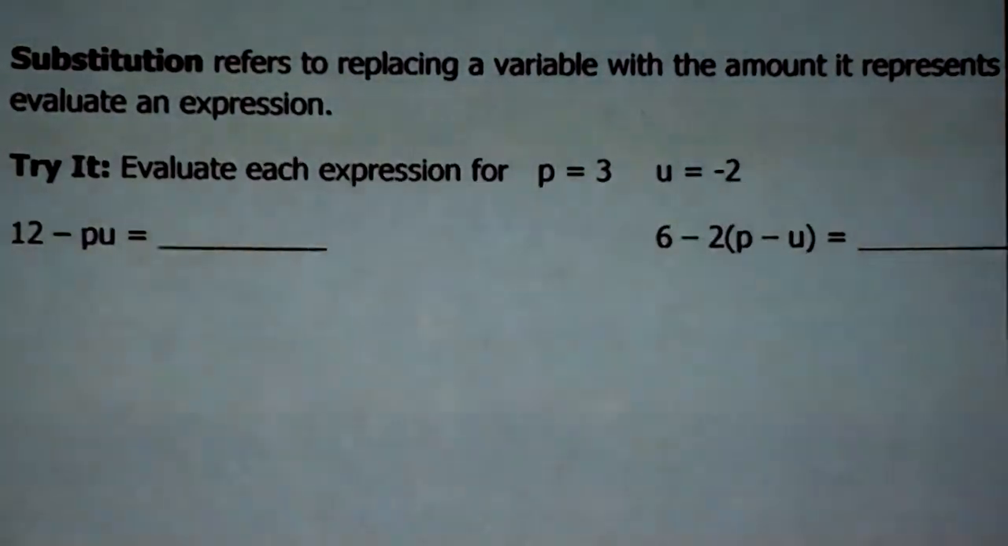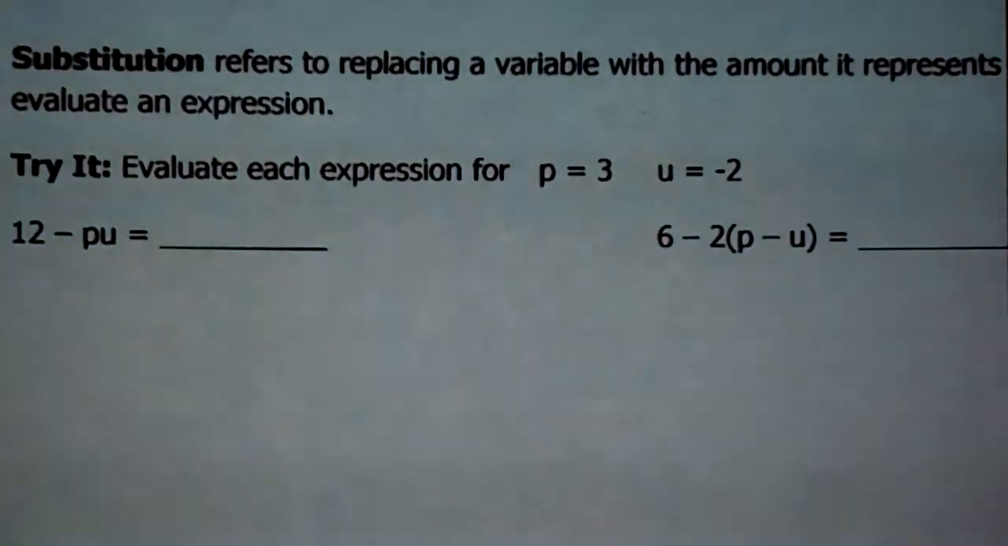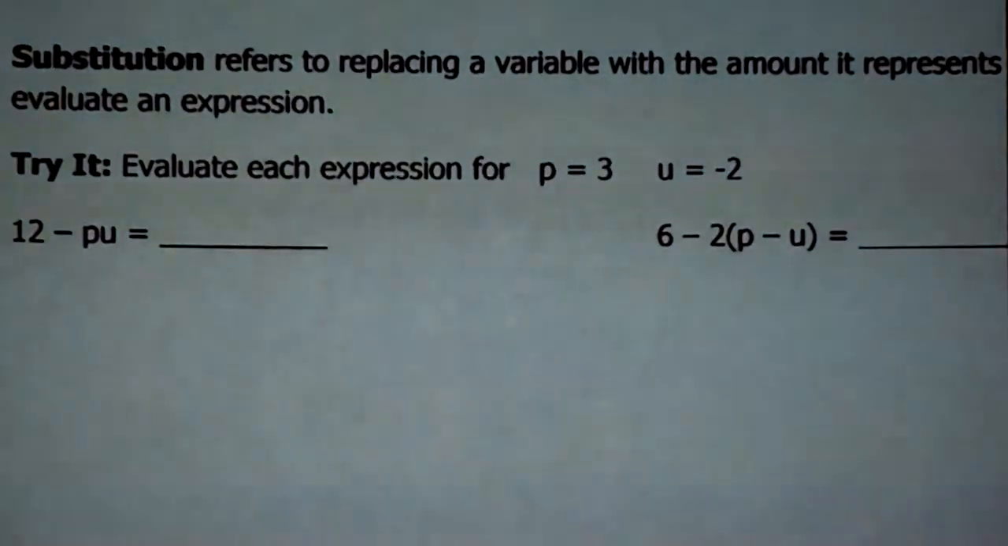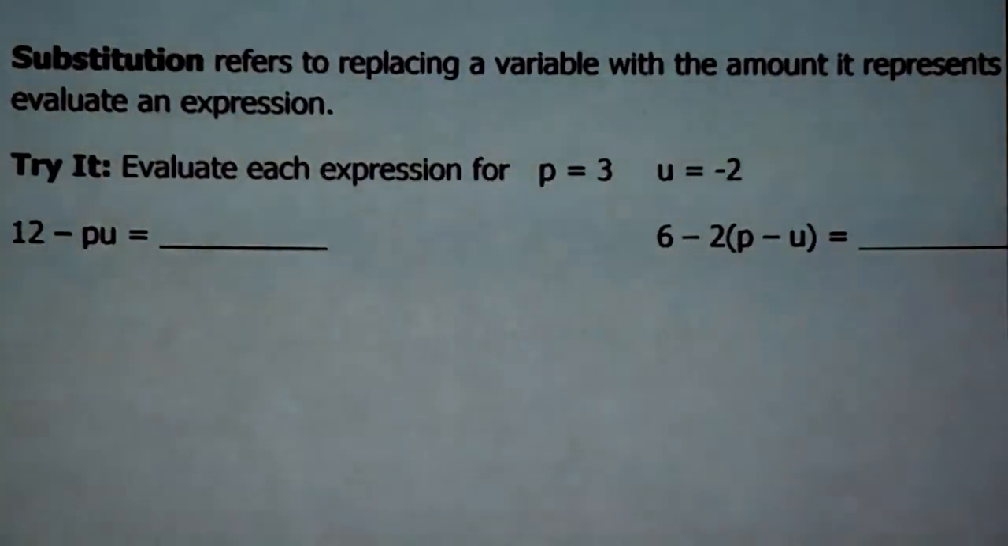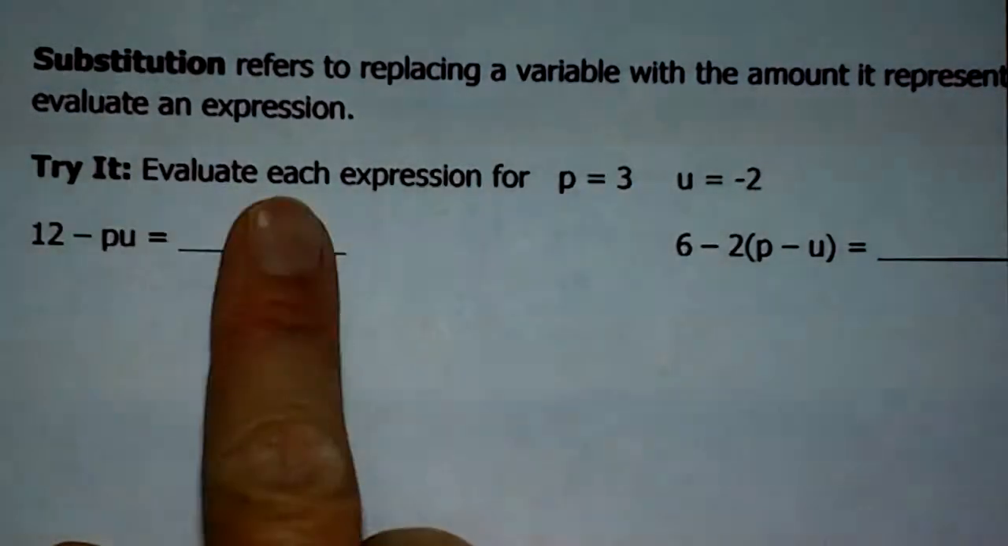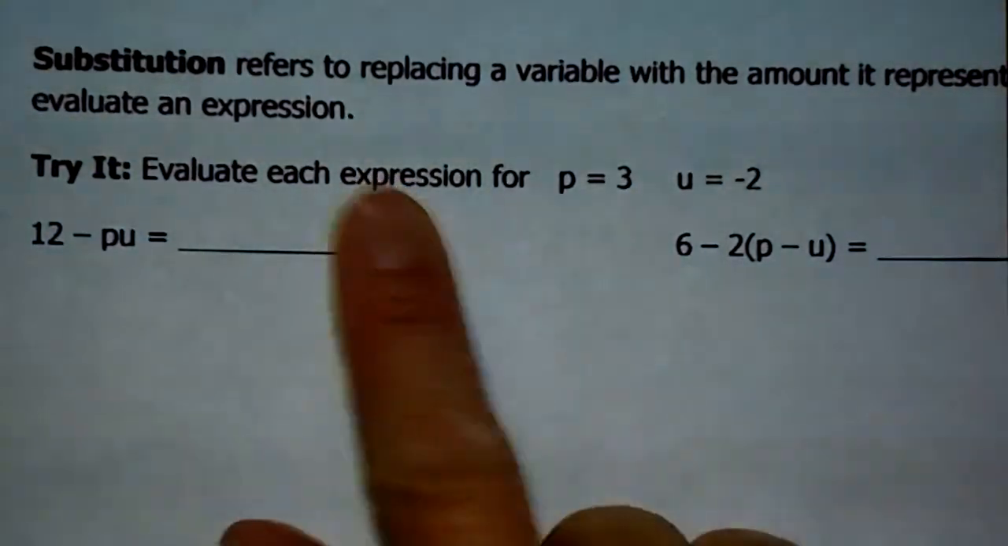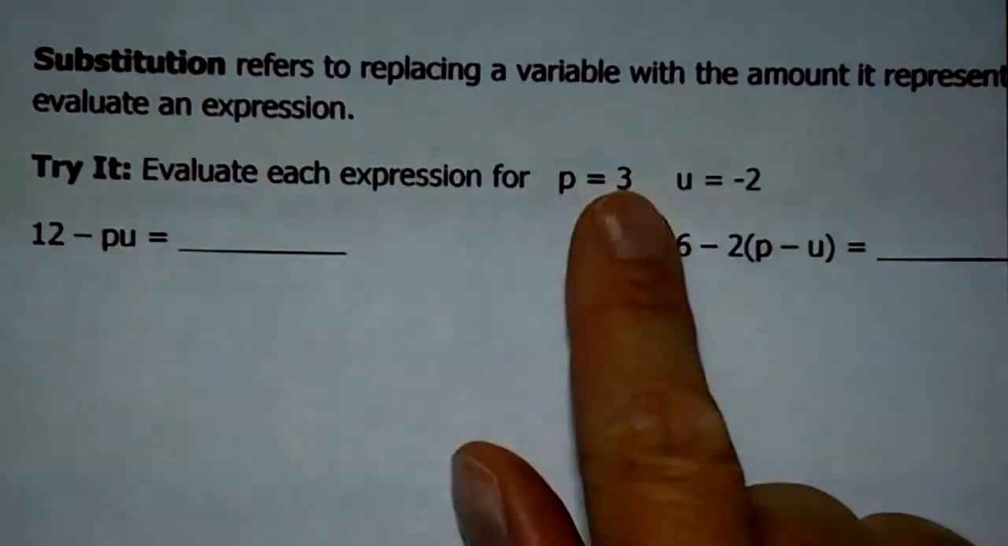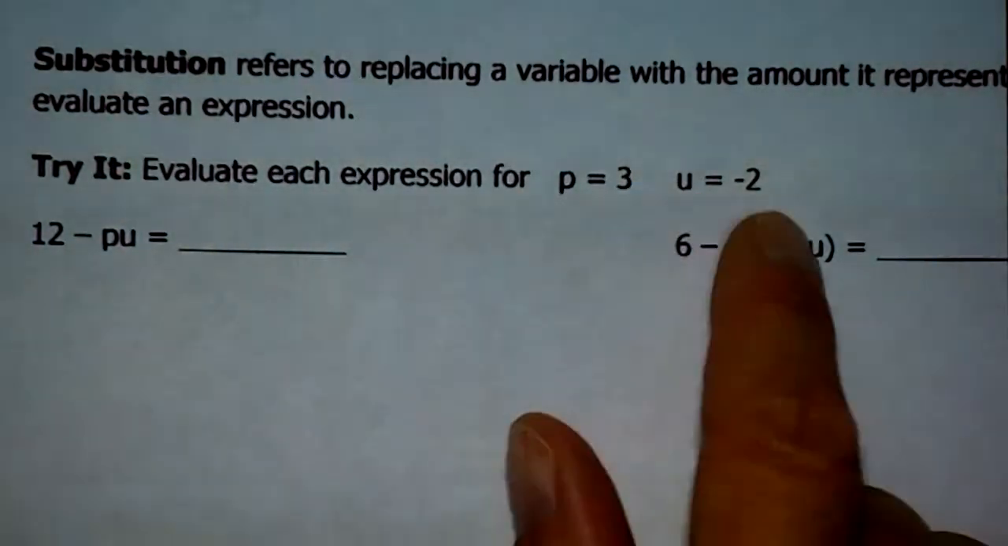Well, substitution in math, you're replacing a variable with the amount that it actually represents. So you're replacing it with something else, just like a substitute teacher replaces the teacher that's in your classroom. So here we have the directions. It says try it. Evaluate each expression, so solve each expression. But wherever you see the letter P, you're going to use 3. And whenever you see U, you're going to use negative 2.